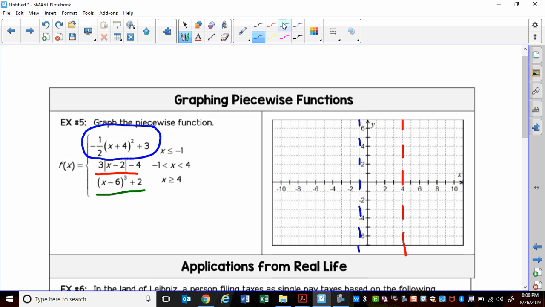It's already in vertex form for me, so I'm just going to try to graph it like that. Remember, whatever is inside the parentheses, we usually do the opposite of. So instead of x plus 4, it's going to be to the left 4. And then whatever's on the outside of the parentheses, we just keep that sign. So plus 3, that's fine, go up 3. And this is going to be a point of this parabola.